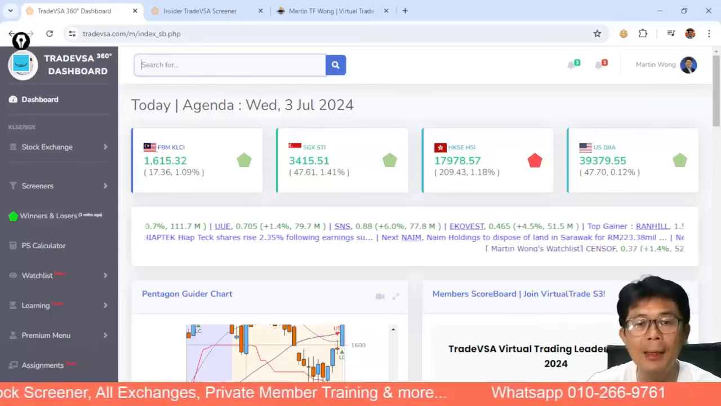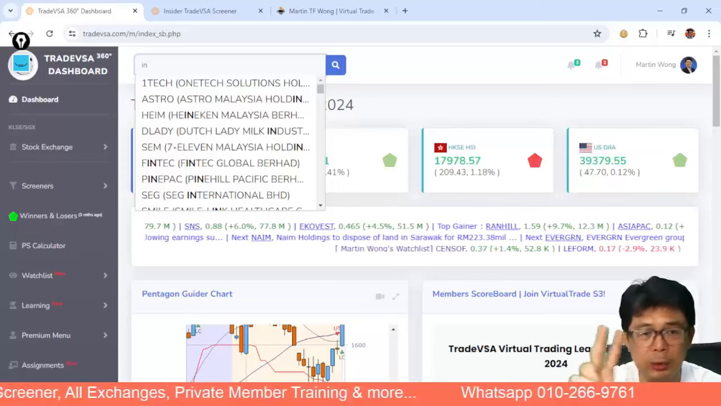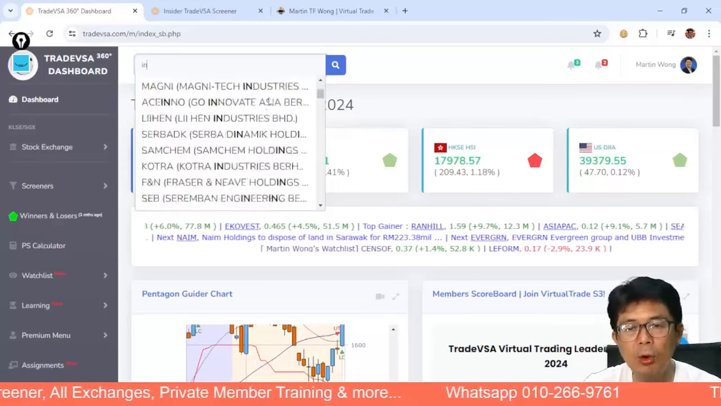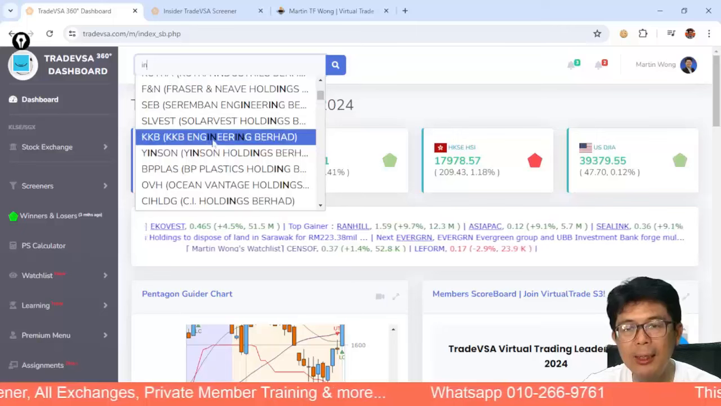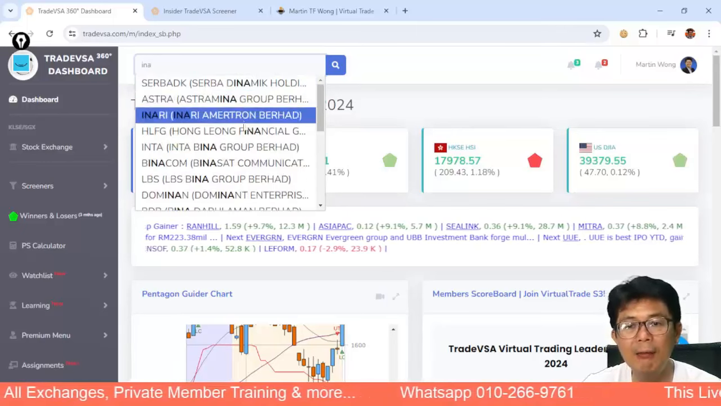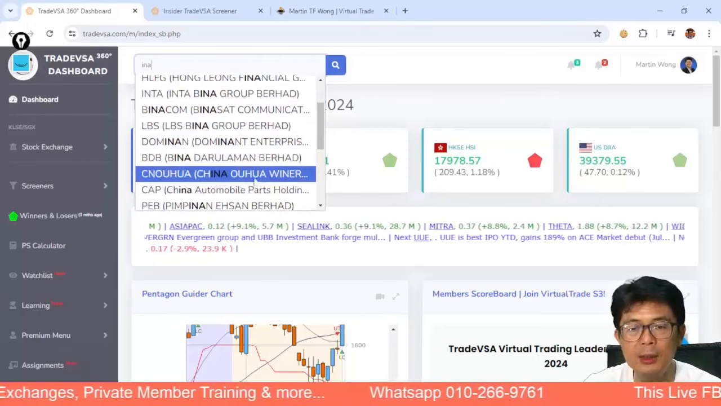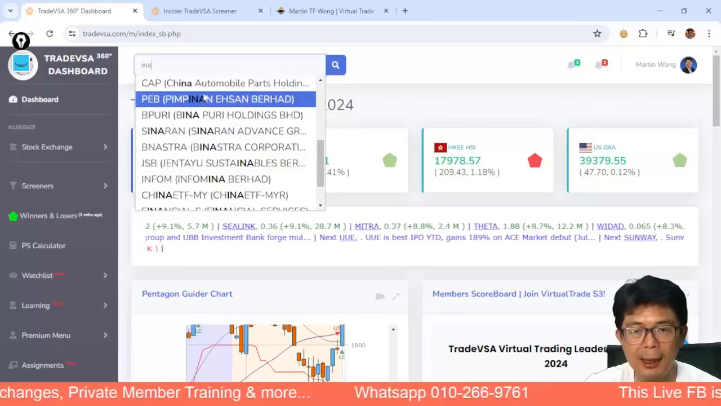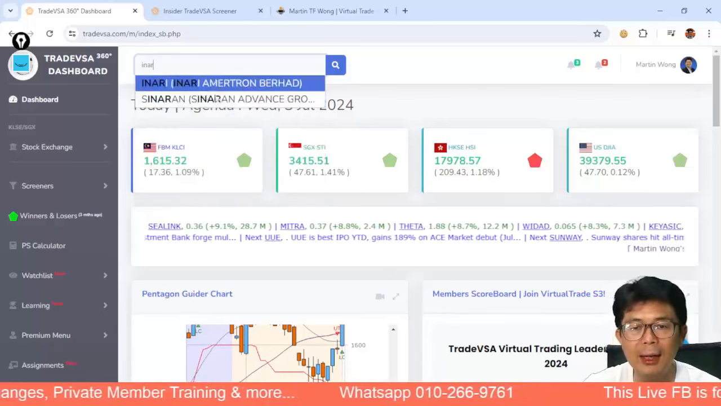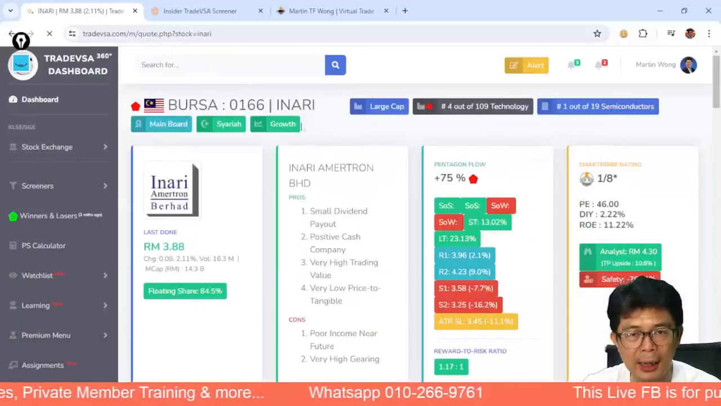So right at the top left hand side here, you can type anything. You can type Inari, 2 characters, okay? You've got to type 2, so the whole list of those with the IN will be highlighted. So we type Inari, then you get a few more here: Bena, Benacom, LBS, Dominant, Chuang Ho, Pimpenan, and then you just type R. Then it will narrow down those, so you can click on that one and it will take you there.